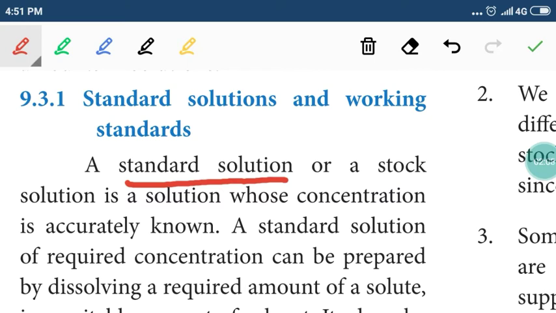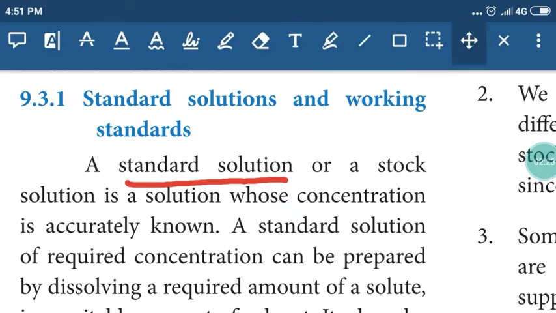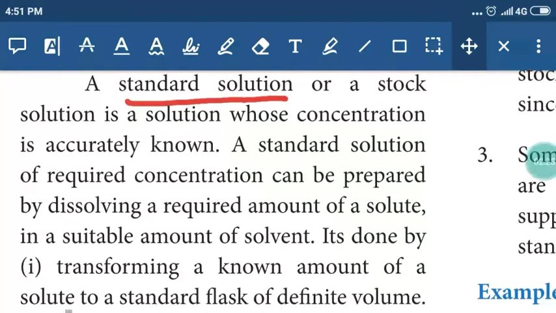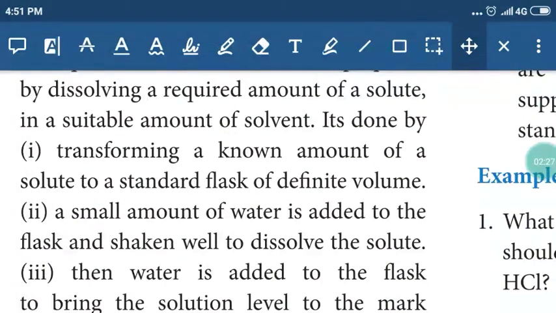From the standard solution, we will give you a solution in a particular concentration. Preparing a solution with accurate concentration is called a standard solution. Next, how to prepare a standard solution in the laboratory?